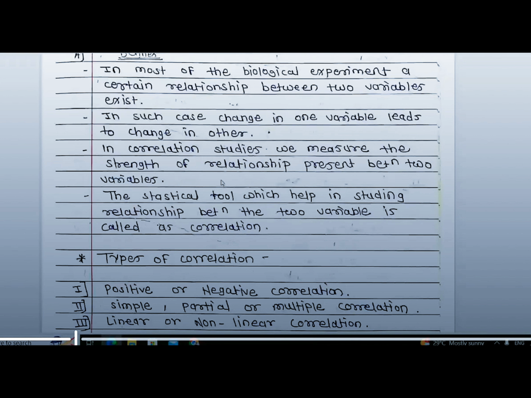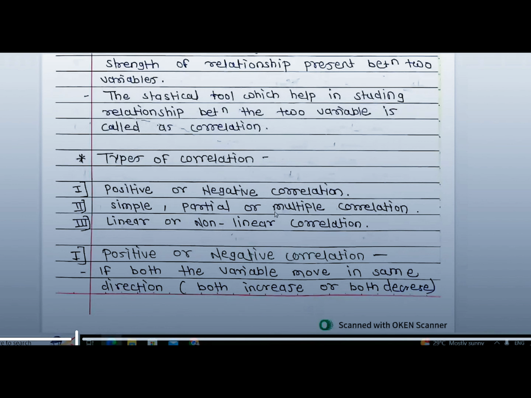The statistical tool which helps in studying the relationship between these two variables is correlation, and generally we study correlation with the help of these three techniques. We can say that there is positive or negative correlation, then simple, partial or multiple correlation, and linear and non-linear correlation. So there are three important types of correlation. When you study the relation present between the two variables, it is either positive or negative.